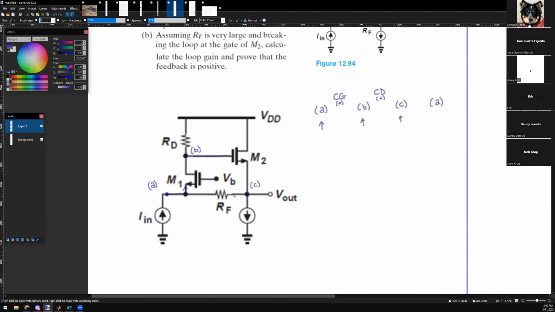Up. And then if one side of the resistor goes up, the other side of the resistor should go up also. So then you only look at the two ends. So it's positive feedback. Correct. That's it. Oh my god, it's so crazy.